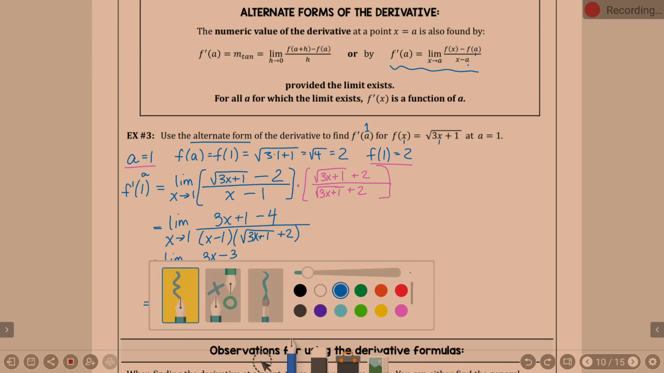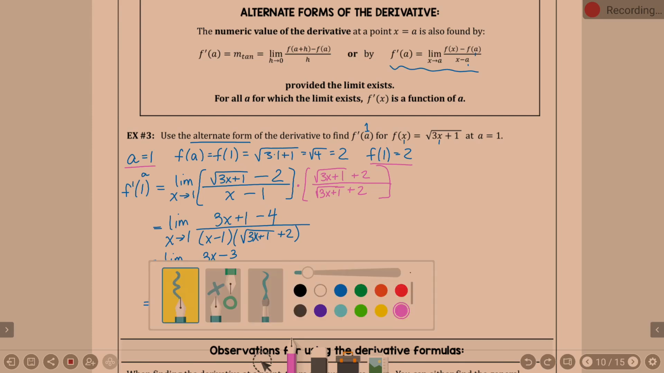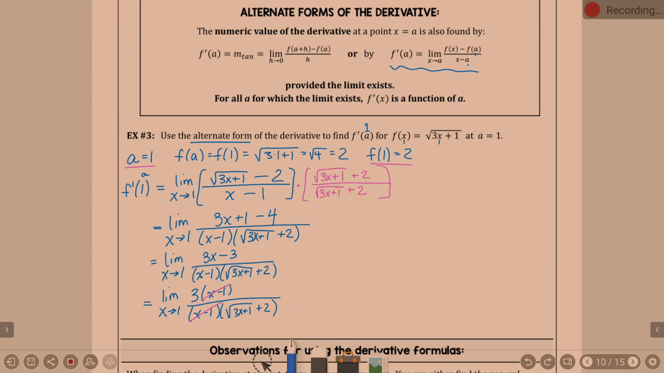What just happens to happen? They cancel. A factor of x minus 1 cancels with a factor of x minus 1. Coincidence? Not really. So, how much more work do I have to do? Where do I want to continue this?